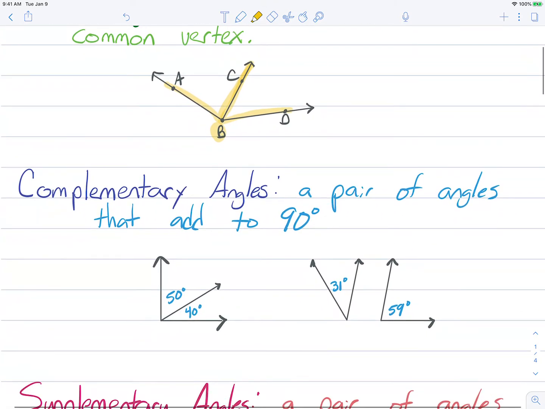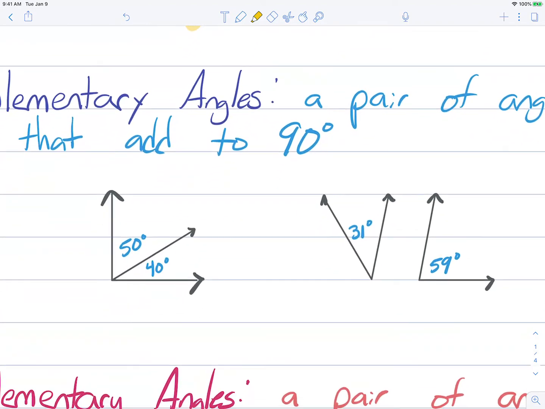Complementary angles are a pair of angles that add up to 90 degrees. Now for complementary angles, they can be connected, in which they make a 90-degree angle like this. 50 plus 40 is 90. But they don't have to be connected. These two are also complementary because 31 plus 59 degrees is also 90 degrees.